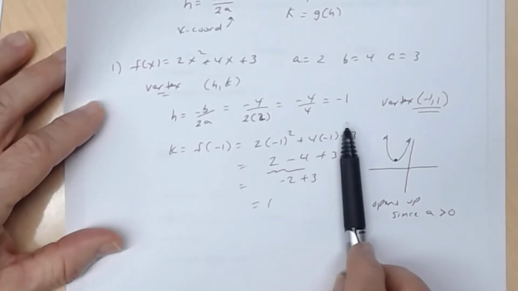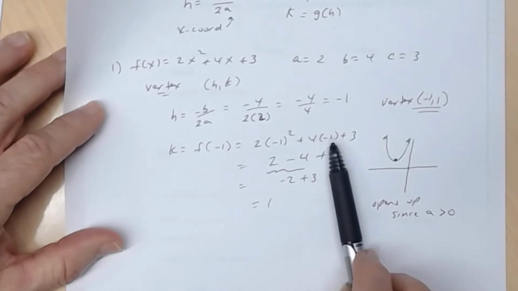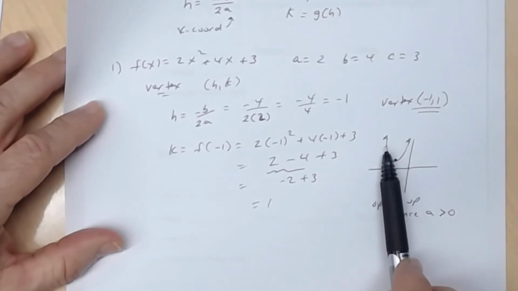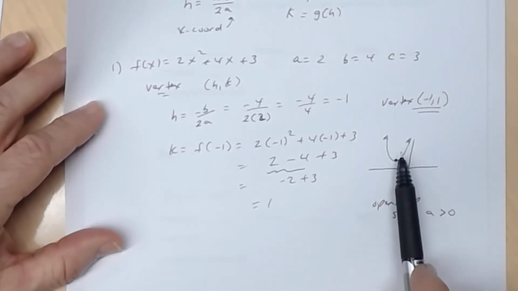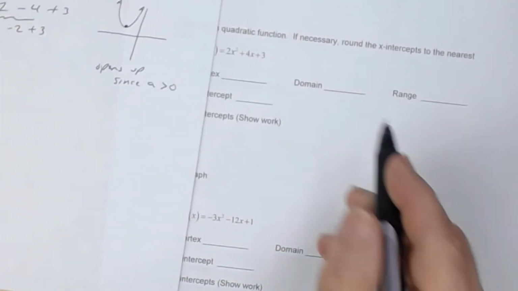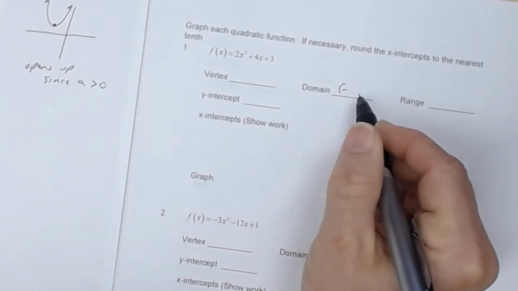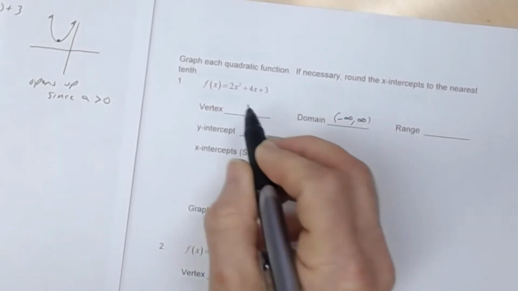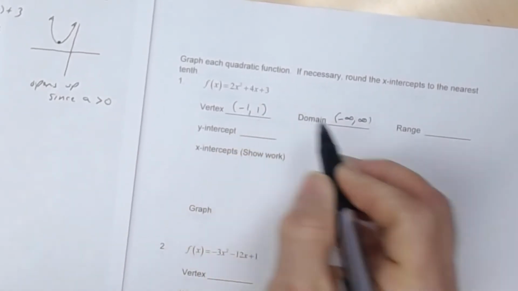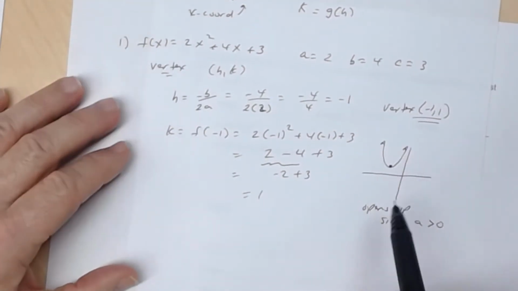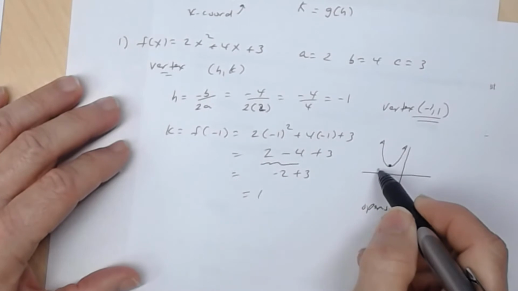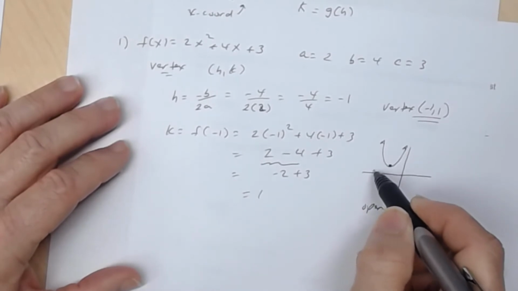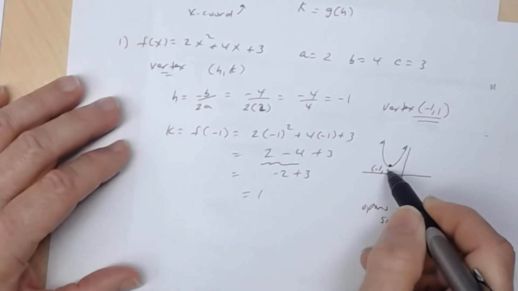As you go from left to right, every value of x is going to be on this parabola. So the domain is always going to be all real numbers. In this one, you'll say negative infinity to infinity. And remember, the vertex here is negative 1, 1. All right, now let's talk about the range. You see that the vertex is in the second quadrant and that the vertex is negative 1, 1.